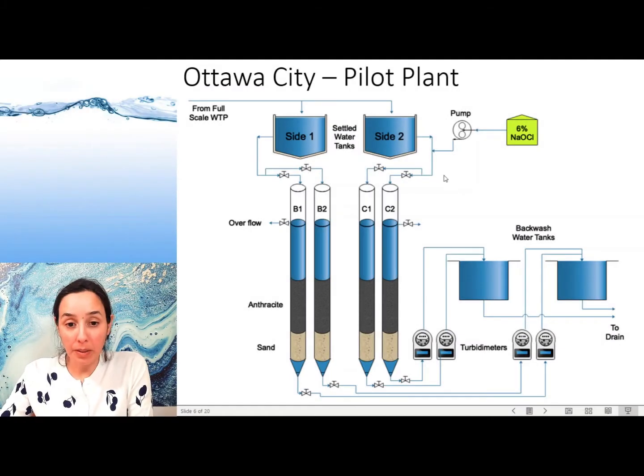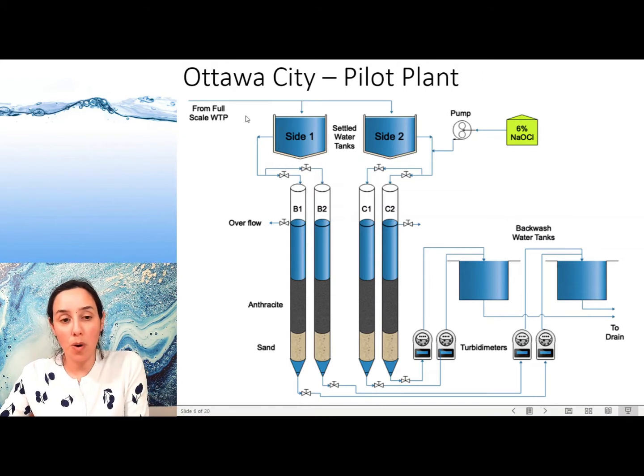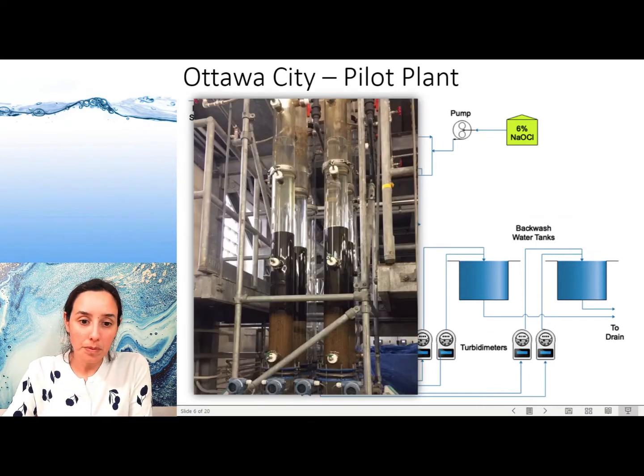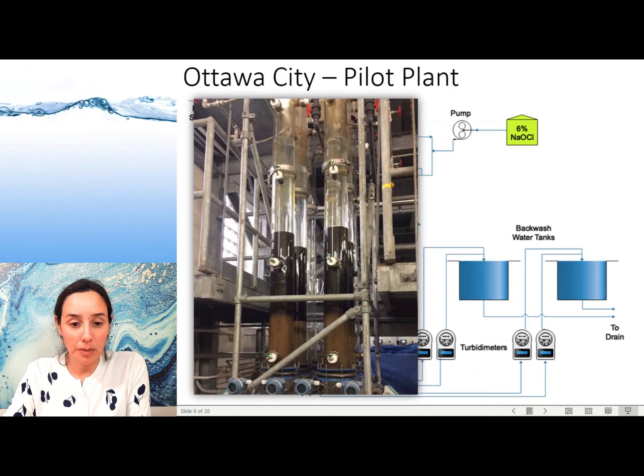The Ottawa City plant actually had 4 columns, and I'm focused in on the biofilter columns here. And importantly, the pilot plant at the city is fed from the full-scale water treatment plant, which comes from the Ottawa River. So instead of using a synthetic water makeup, we were just testing the system with a real water source, which I think has much more practical value to it in the overall study. And then it went through some turbidimeters, as is pretty standard to measure that. We collected the filtered water in some backwash tanks and used them to backwash the columns as well. And this is what those columns look like. You can see them there.